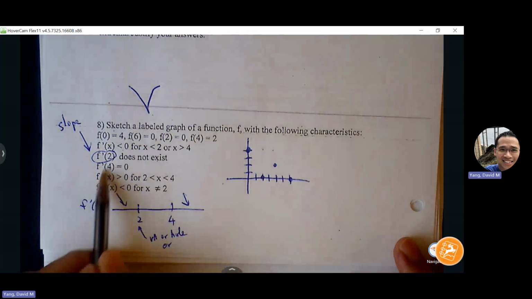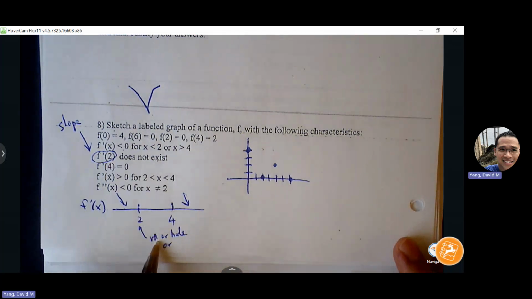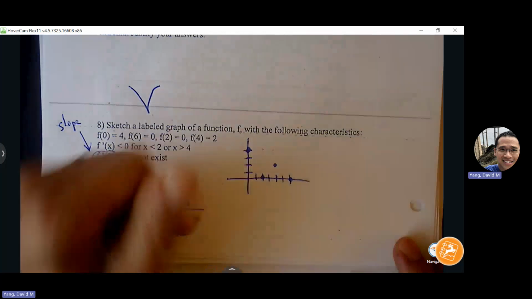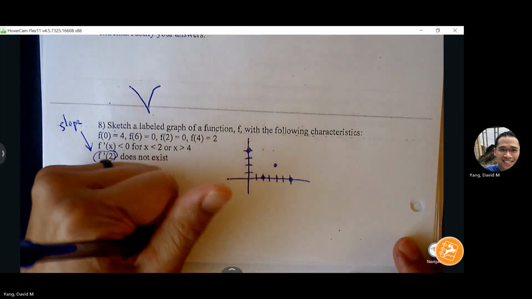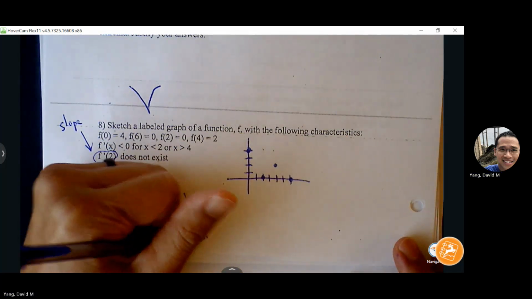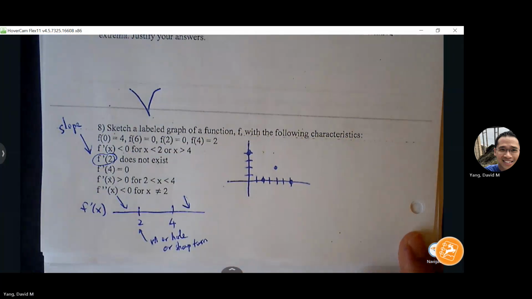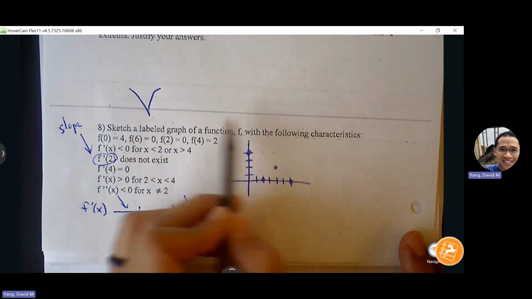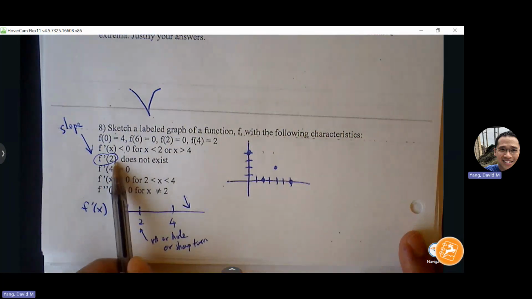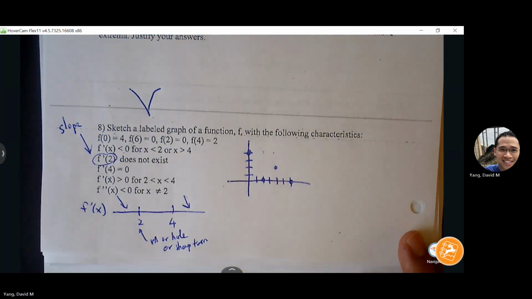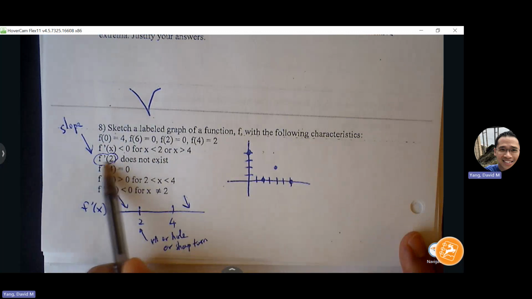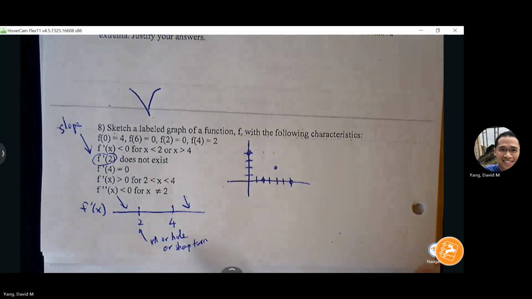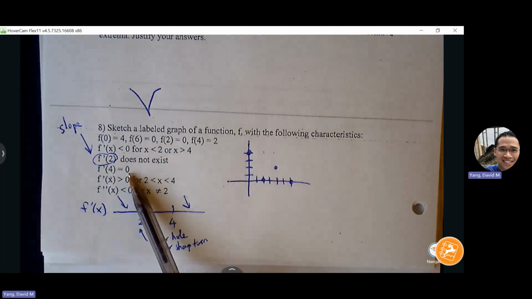That would be right, but I just want to make sure that you see all the options, right? I mean, you could do a hole, a vertical asymptote, or a sharp turn. But let's say the beginning of the problem said that the function is continuous all the way through. So if the function is continuous, then this is going to force this point to be a sharp turn. It doesn't say that, so you have the option, but I want to make sure that you understand all the options in front of you. Okay, f prime of 4 is equal to 0.